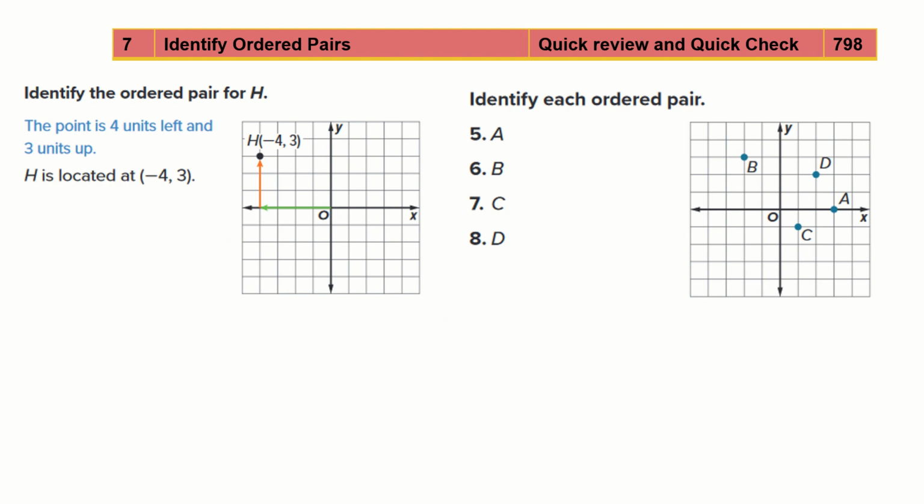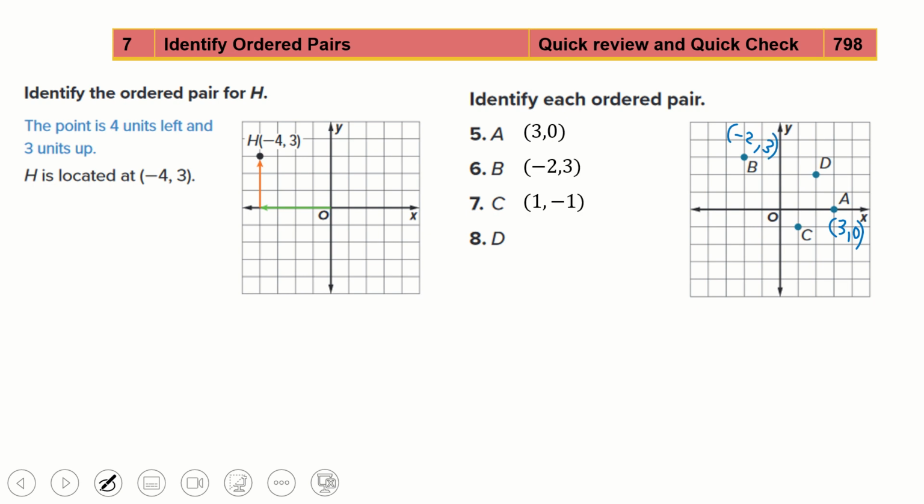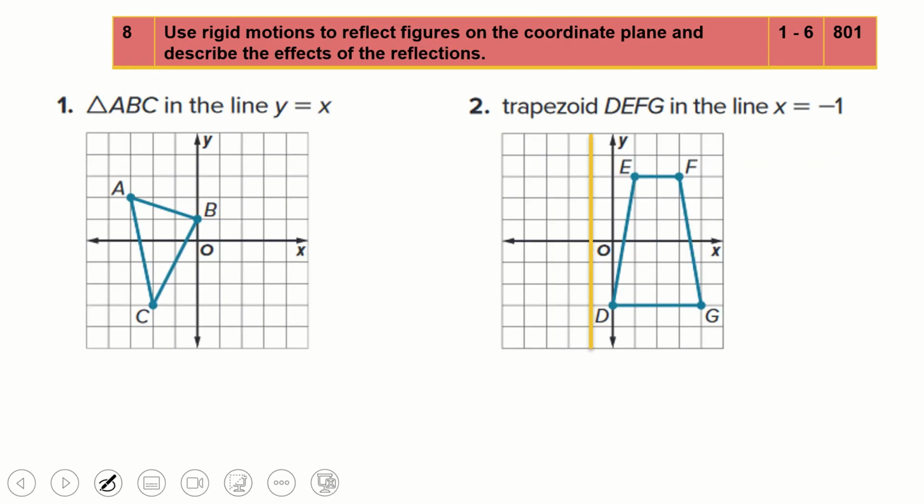Question number 7 is the easiest ever. It says just identify each ordered pair. Point A is 3 units to the right and on the x-axis, so it's (3, 0). B is 2 units left, so -2, and 3 units up, so it's 3. And C is 1 and -1, 1 unit right and 1 unit down. And point D is 2 and 2.